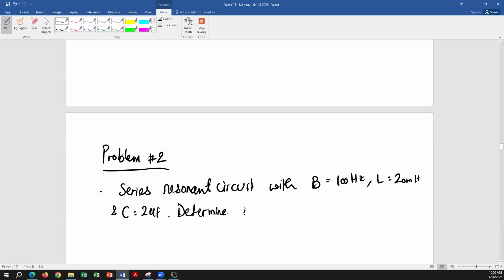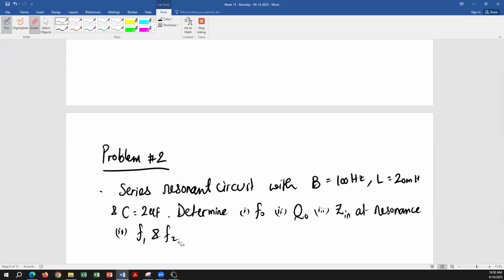Determine F naught, Q naught, Z input at resonance, F1 and F2. Since we're calling it low and upper, I'm just going to call it F cutoff lower and F cutoff upper.